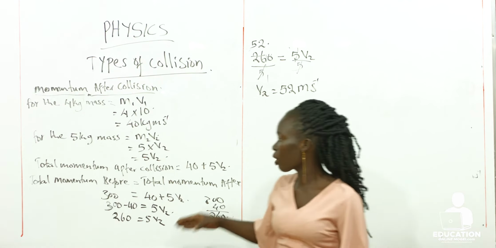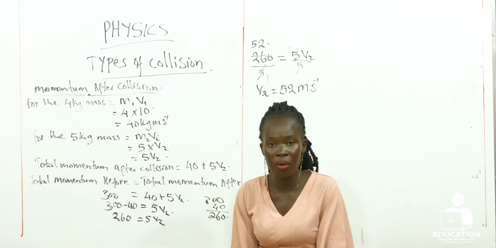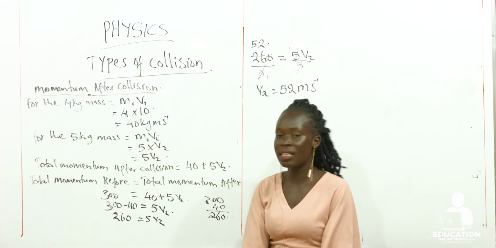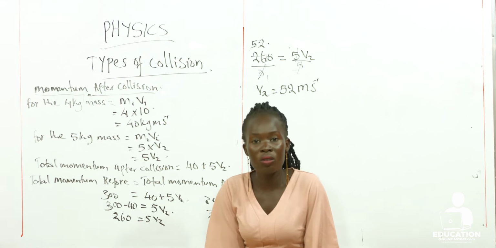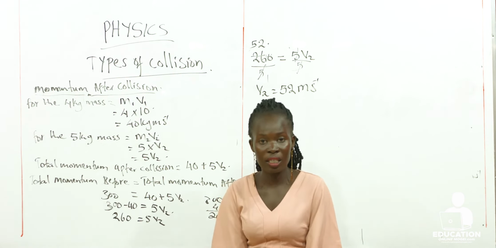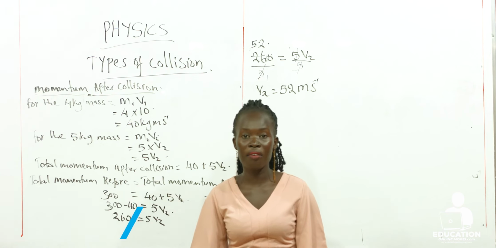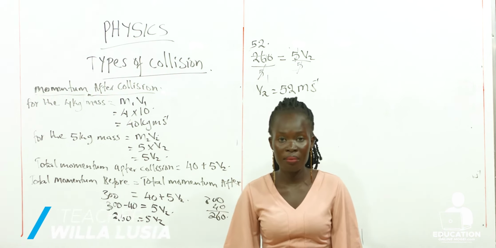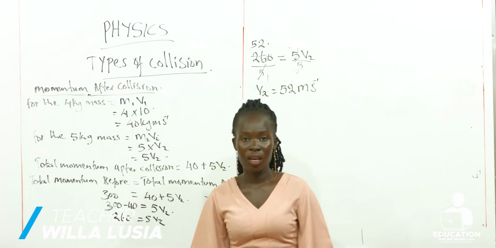So that is how you get the momentum. Always make sure you conserve the momentum, and with an elastic collision you can also conserve the kinetic energy. It is not like the inelastic collision where you only conserve the momentum, and the kinetic energy is not conserved.